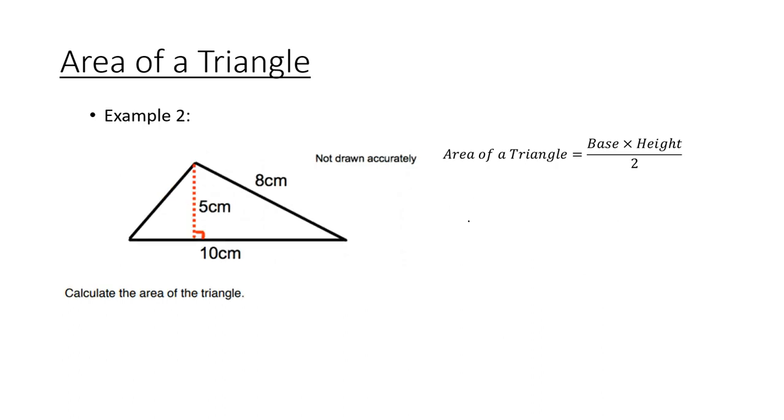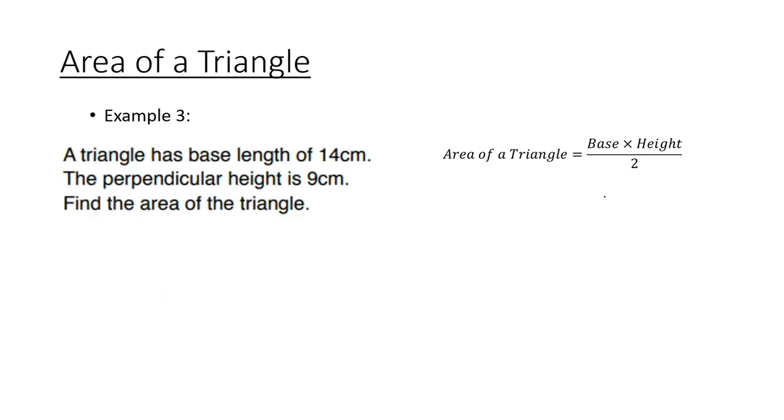Second example, so our base we know is 10. Our height, this is what I meant by perpendicular height. This is slanted, okay? It's not straight. It doesn't create a right angle with another straight line. So your perpendicular height has to be that straight line that goes from one point to another and creates that right angle between two perpendicular lines. So 10 times 5 divided by 2. So 10 times 5 is 50, divided by 2, giving you an answer of 25 centimeters squared.